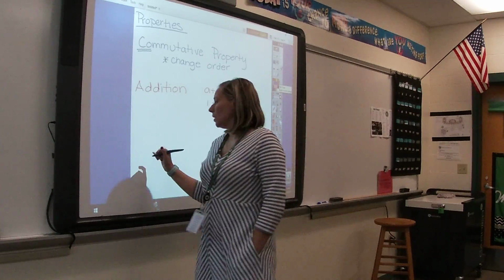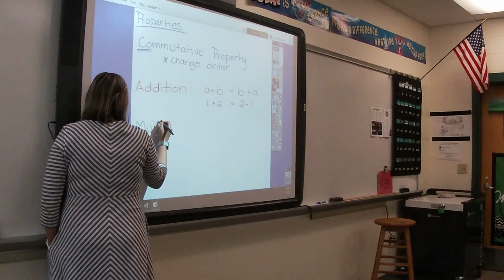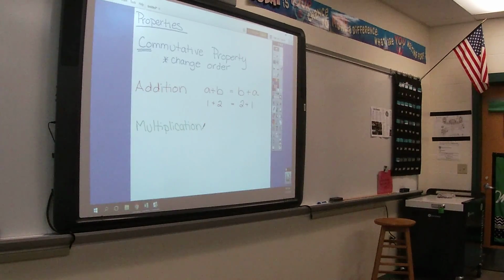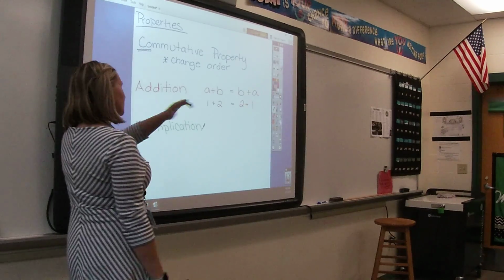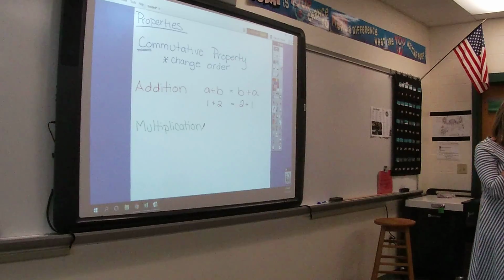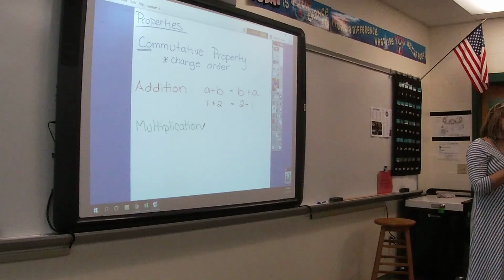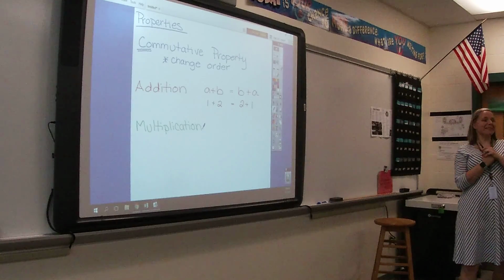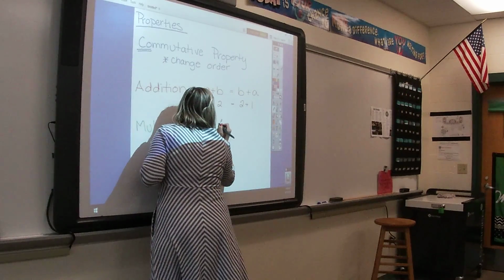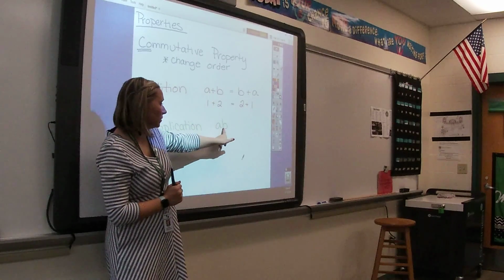Commutative property of multiplication. So same idea, right? The commutative property says that we can change order. So the commutative property of multiplication says that we are allowed to change order when we are dealing with multiplication. So if I want to multiply A and B, how do I write multiplication between two variables? We could use a dot, but we don't tend to use that. We could use parentheses, but we don't tend to use that. Nothing, right? So if I say AB, what operation is that? Multiplication.